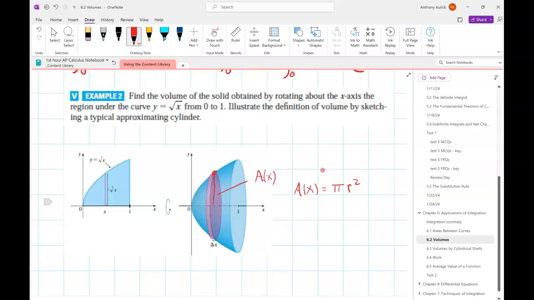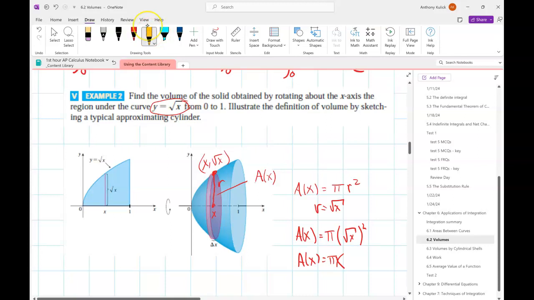So this is the radius for my circle. That is the same thing as the height of our function, right? This is the point. If this is x, that's the point x comma square root x, because our graph is y equals square root x. So my radius is just square root x, and the squared cancels with the square root. So I just have pi x.